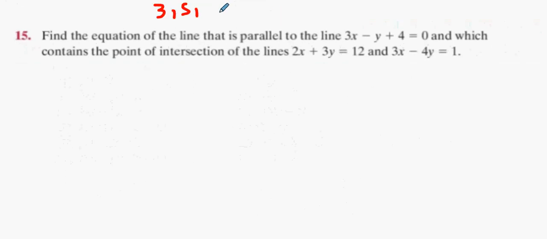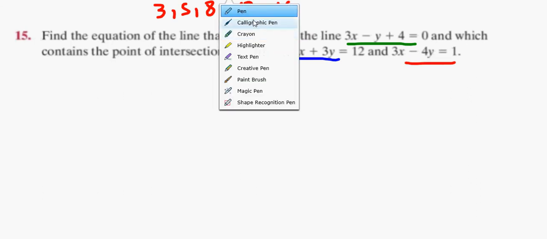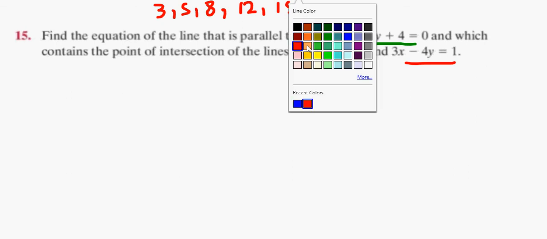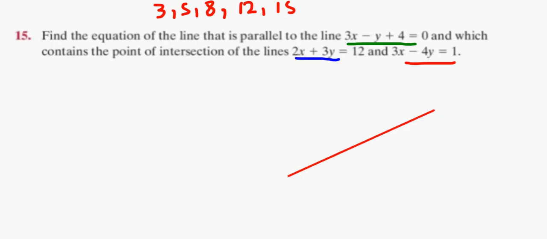3, 5, 8, 12, 15. Find the equation of a line that is parallel to this line here and contains the point of intersection of these two lines. So the first thing we're going to say is, imagine I color these 3 different lines, alright? So this one's green, this one's blue, and this one's red. It's quite confusing in the language, but the way this looks is basically the red one and the blue one intersect each other.